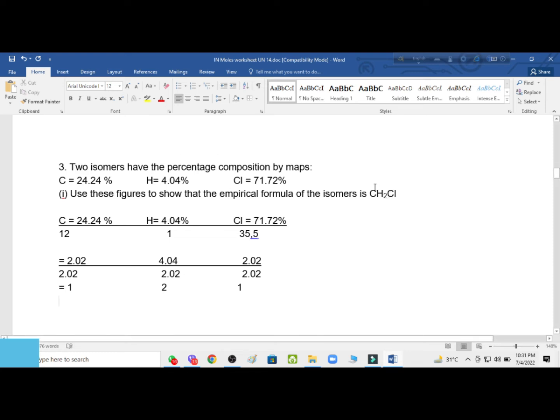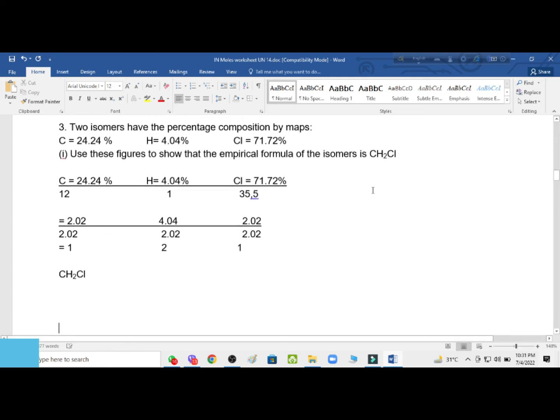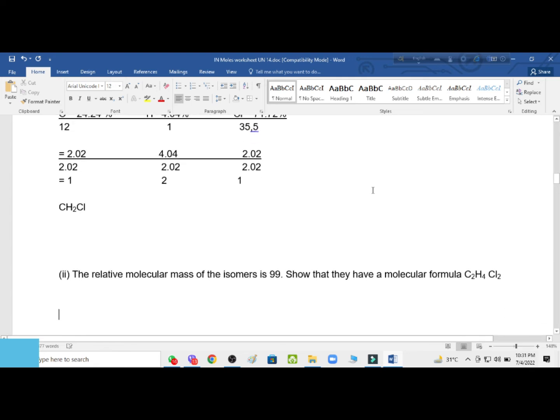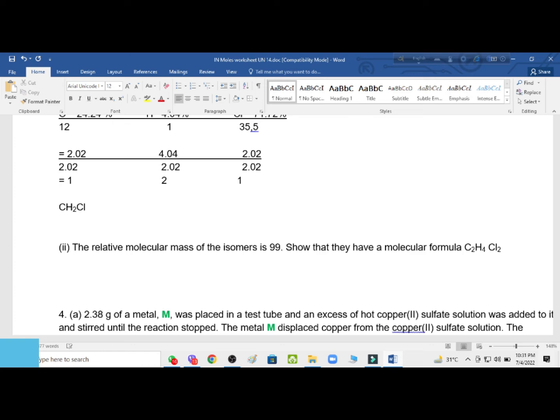So what would be the empirical formula? Isn't this CH2Cl? How? Because carbon here is 1, right? Carbon is 1, hydrogen is 2, and chlorine is 1. So we get the empirical formula. So this is proved. Clear? Proved.